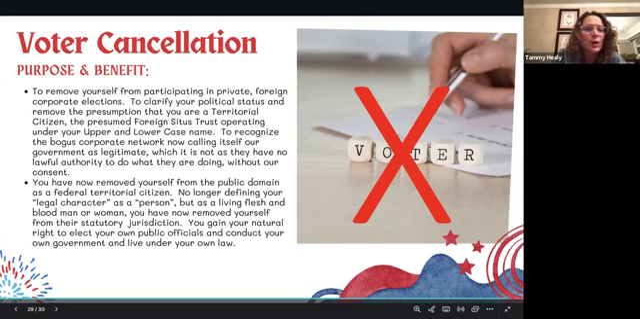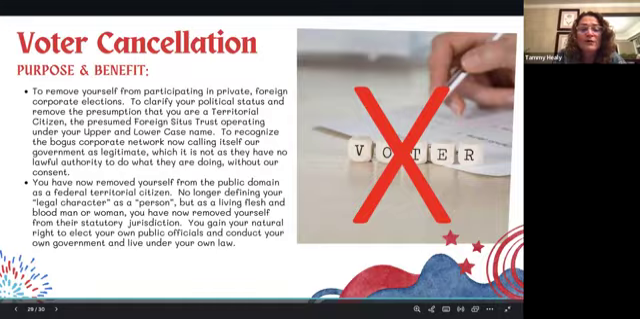And so you want to remove the presumption that you are a territorial citizen, the presumed foreign situs trust operating under your upper and lowercase name, to recognize the bogus corporate network now calling itself our government as legitimate, which it is not, as they have no lawful authority to do what they are doing without our consent.